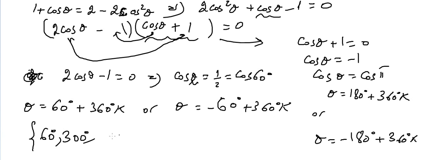If K is 0, 180 degrees is acceptable. K equal 1 will be more than 360, K minus 1 will be below 0, that's it. And here if K is 0, minus 180 not acceptable. If K is equal to 1, 360 minus 180, 180, we got it. If K equal minus 1 will be below 0 and not acceptable. So the only three acceptable values we have are 60 degrees, 180 degrees and 300 degrees, and that's it.